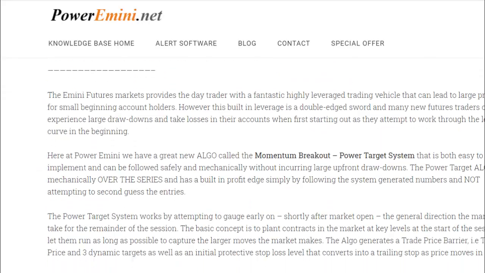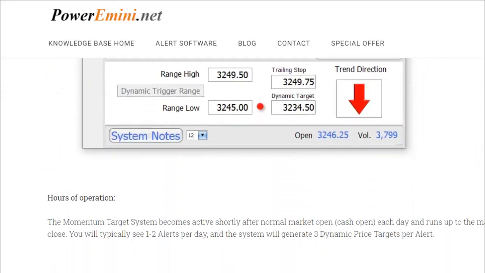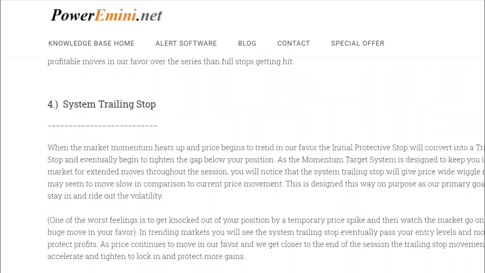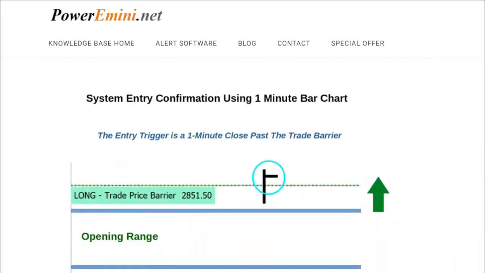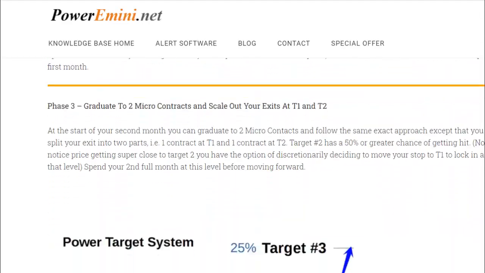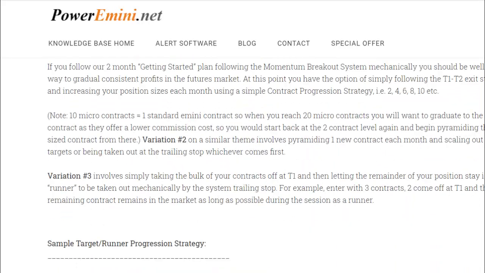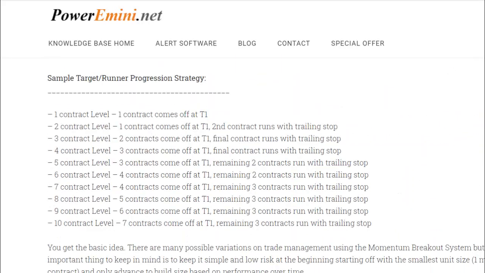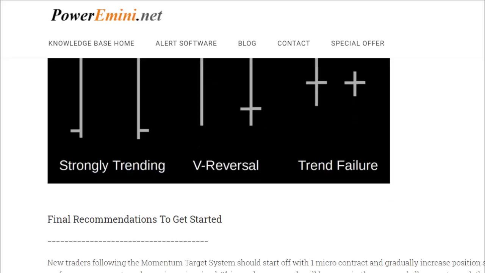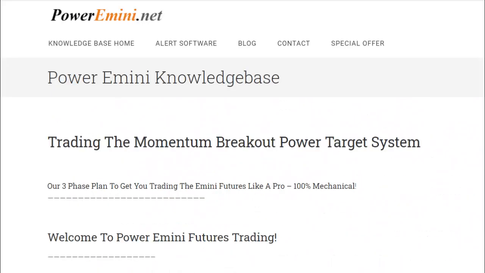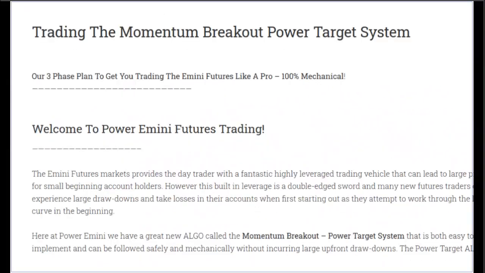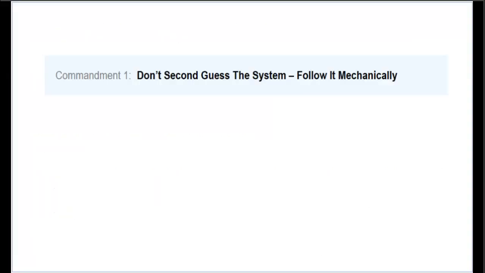You'll want to read that, and there's images in there, and there's lists of things that you want to focus on. And so make sure you read and study that page thoroughly. Again, the 10 commandments of following the momentum breakout system, which we're going to review today, is just another way of thinking about the concepts that you're going to find on this documentation page. Okay, let's dive right in and start talking about each of the commandments one by one.